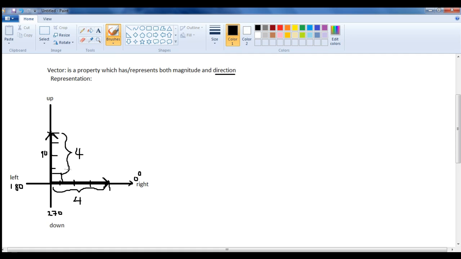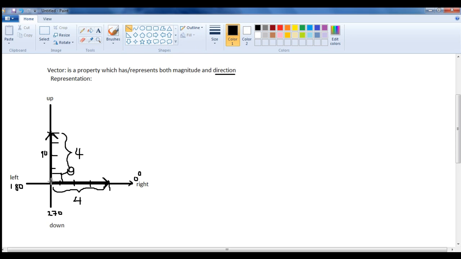Understand? How can you say it is up? By saying its angle, theta. Theta is 90 degree. When it is 90 degree, you can say that the direction of this vector is up. Or you can say it is looking towards north. Up vector we say. This one is a right vector, this one is an up vector. Here you have the direction as well as the magnitude, guys.